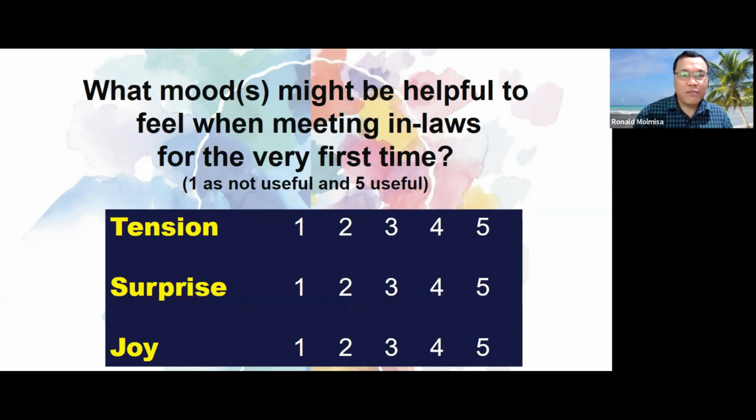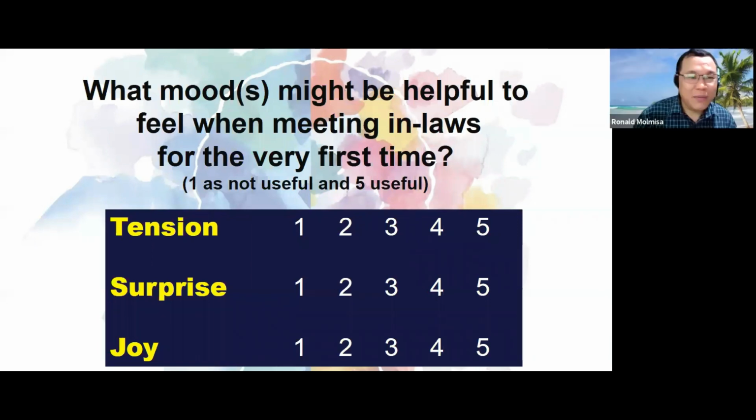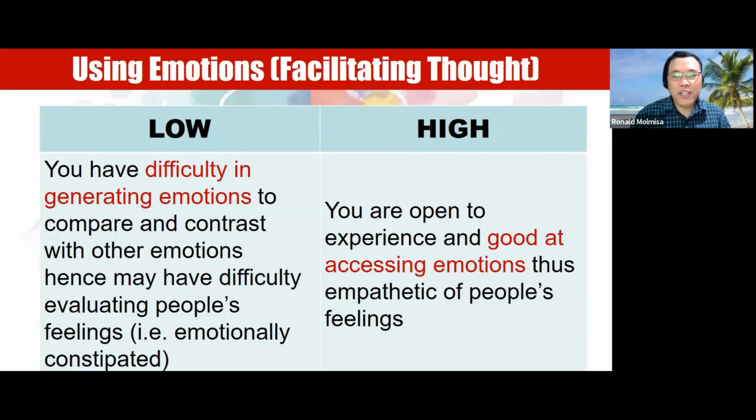Okay? And also, joy. Useful or not? Yan ang useful. 4, 5 yan. Mga 4 and 5. Kasi kung di ka naman matutuwa, di ba? So, I mean, that's how we use emotions. If you have that, okay, you are open to experience and good at accessing emotions, thus empathetic of people's feelings. Napakahalaga nun. Pag wala ka naman ito o kaya mababa, you have difficulty generating emotions to compare and contrast with other emotions. Hence, ang difficulty mo lies sa pag-evaluate ng feelings ng iba. Kaya ang tawag sa iba na nga nito na hindi marunong gumamit ng emosyon, emotionally constipated. No? So again, it could hurt your relationships in the process.